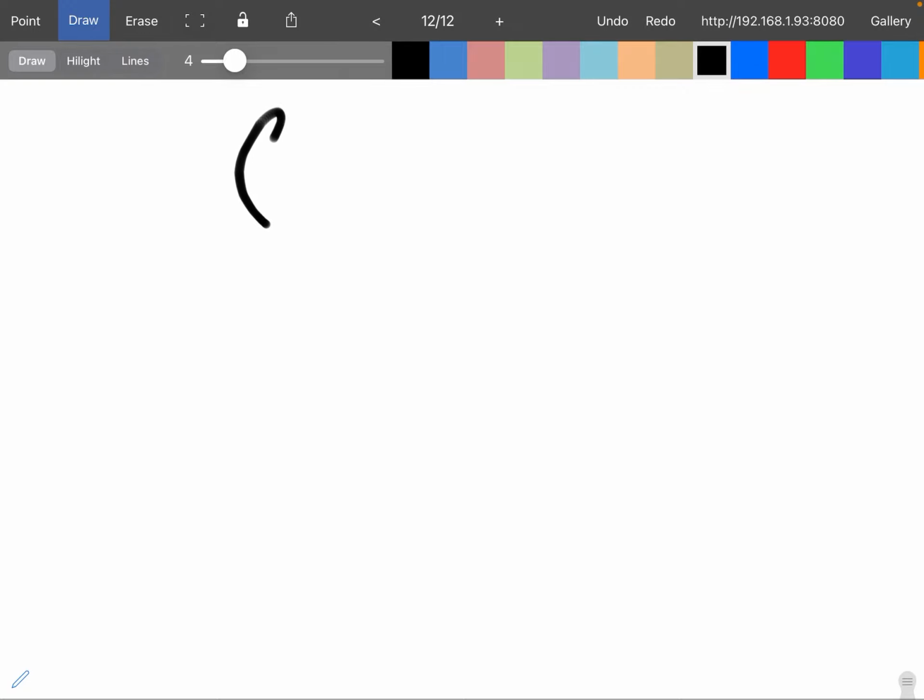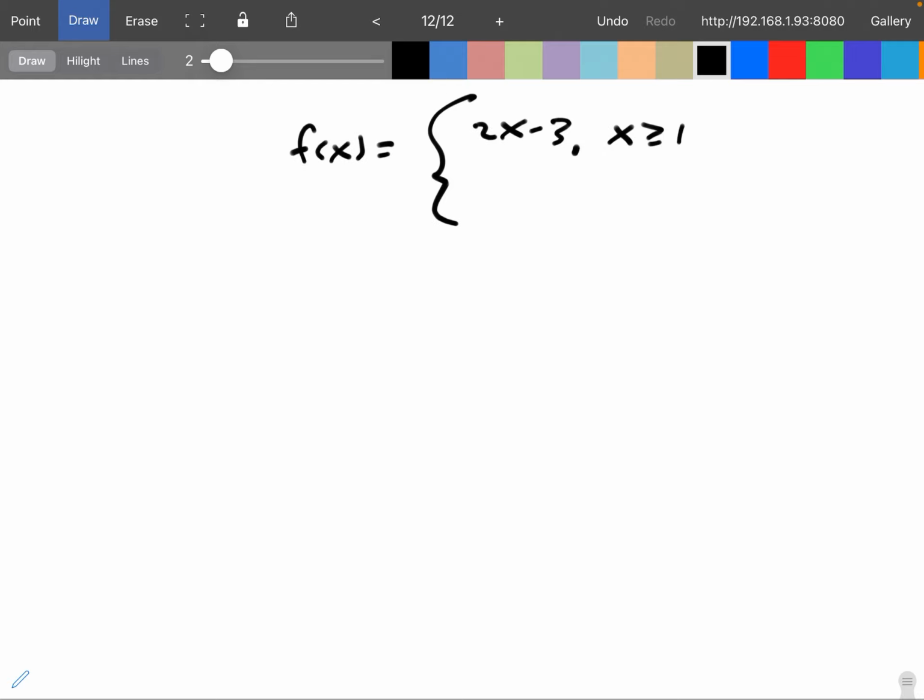So the original function was... can I get that smaller or no? I don't know. Maybe I should do that. That looks good. Okay, so here we go. So the original function, same one we had before. So it's f of x equals 2x minus 3 if x is greater than or equal to 1, and then it's negative x if x is less than 1.